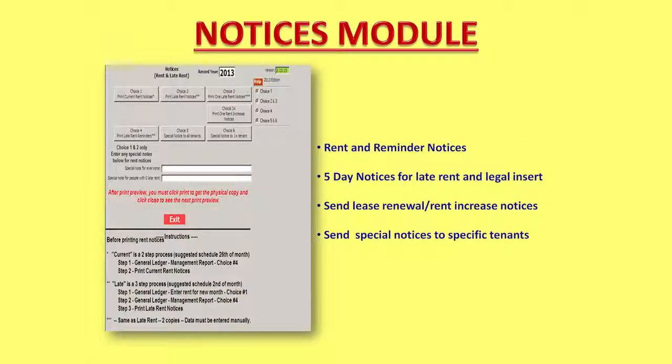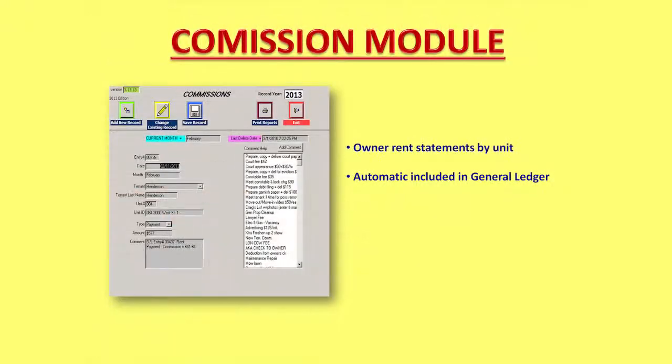This module contains all notices you will need, from rent and reminder notices to 5-day notices for late rent with legal inserts. You can do lease renewal notices, rent increase notices, and special notices such as water bills, gas and electric bills, or maintenance reminders. Through this module, properties managed by your company can keep track of your client's payments and charges. It will list the owner's rent statements by unit, with commission percentages automatically included and deducted in the general ledger module.